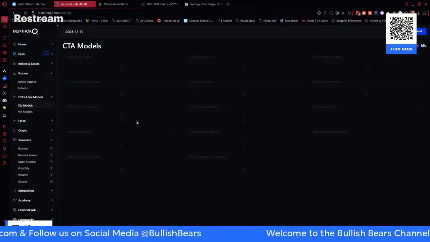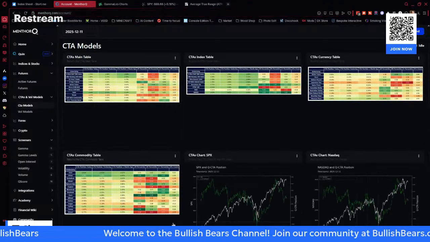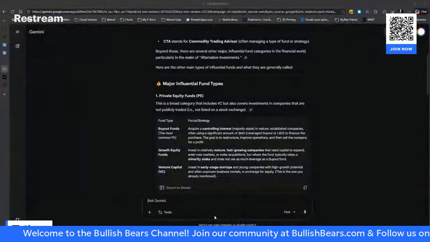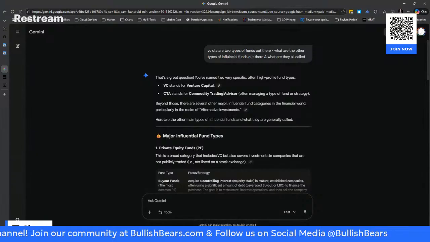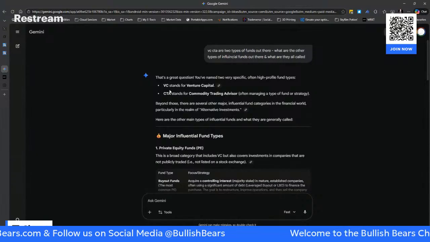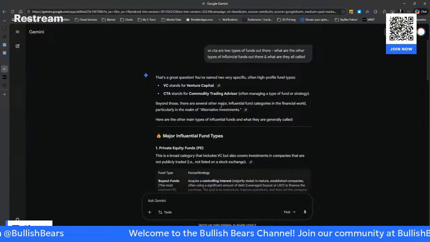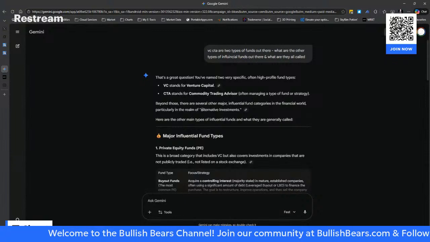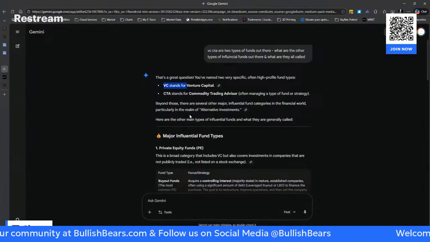Now this CTA positioning. So when we go back and we read what Gemini said, CTA stands for commodity trading advisors, often managing a type of fund or strategy. VC, they screwed it up and said venture capital, but well, it's not a screw up. Acronyms, there's so many acronyms. VC funds are volatility control funds.